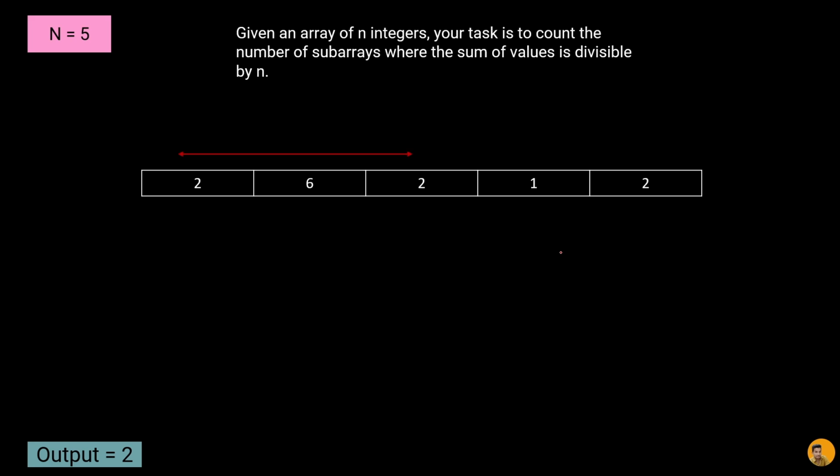How is this the case? One subarray I can say is 2 plus 6 plus 2, divided by 5 is going to give remainder 0. That means it is divisible by 5. And the second subarray I can say is 2 plus 1 plus 2 is 5. That is again divisible by 5. So we print total 2 subarrays.